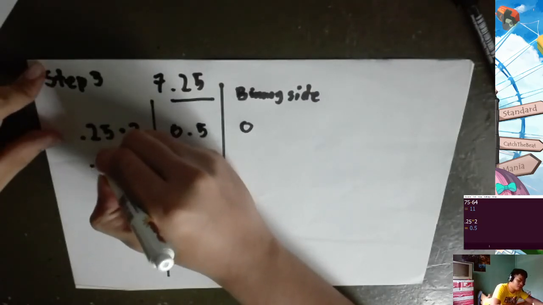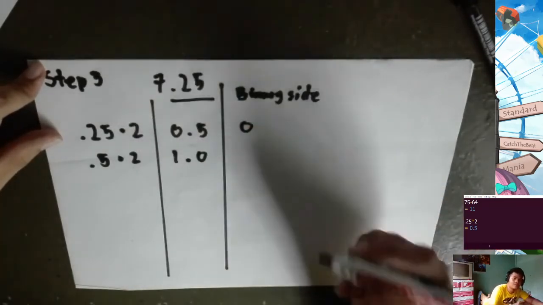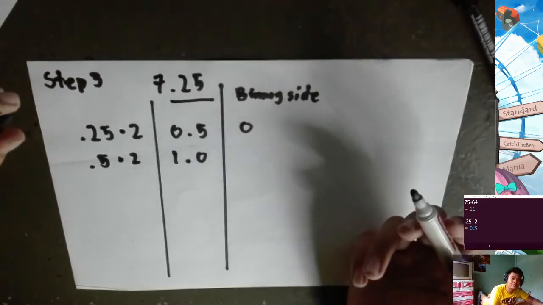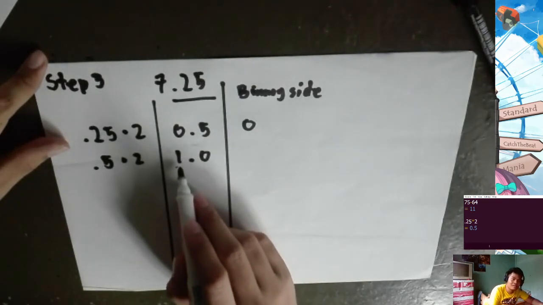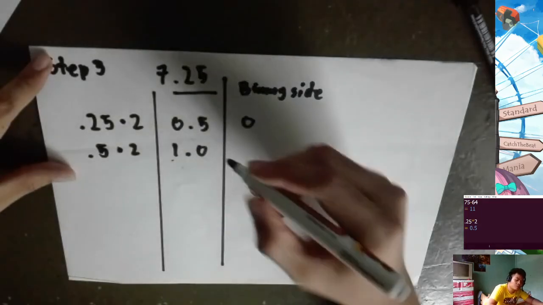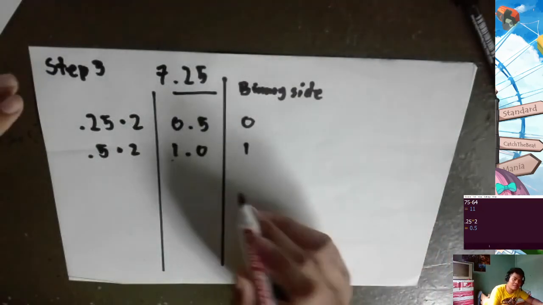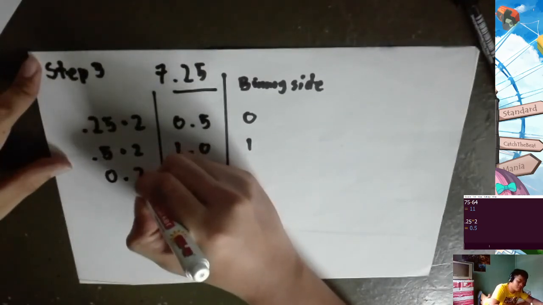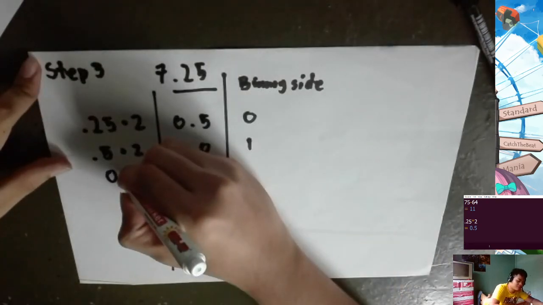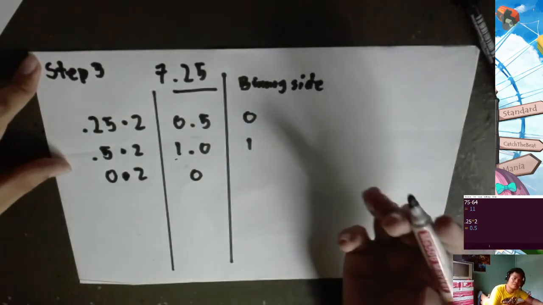0.5 times 2 is just 1.0. In this case, we have a number that is greater than 0 on our left hand side. So if you have a number that is greater than 0 on your left hand side, you are going to put 1 here. And in that case, you take the right hand side again and multiply that by 2. So 0 times 2 is just 0 itself, because anything multiplied by 0 is 0.